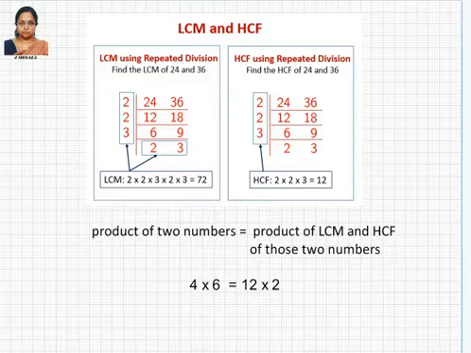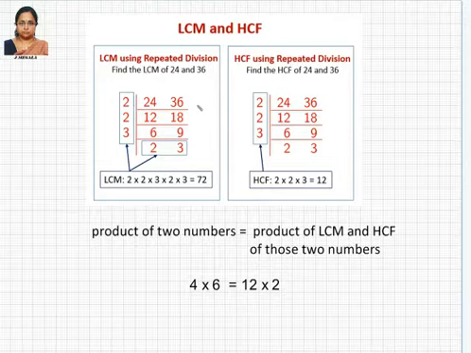LCM and HCF. So you can do this in 2 different ways. Like we just now I showed that. You can also go for this one. Just find out like this one, the L division which we do. So repeated division, you can say. Remove the common factors, whatever you have.